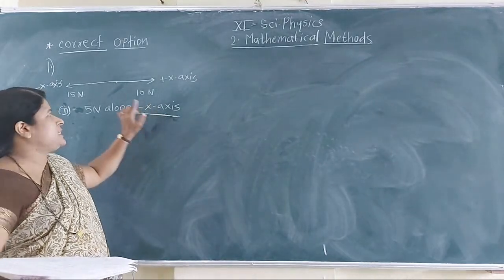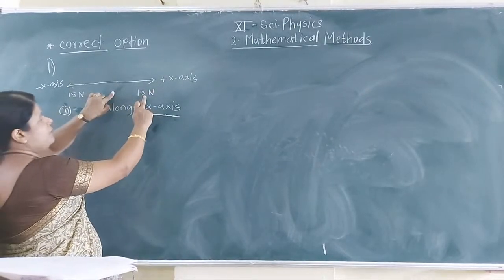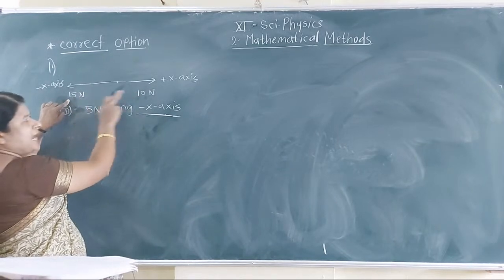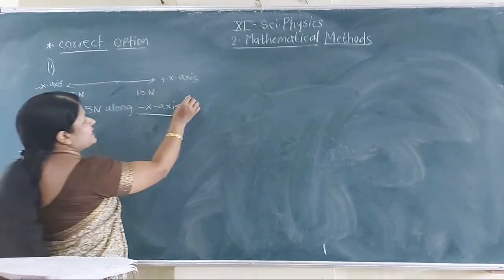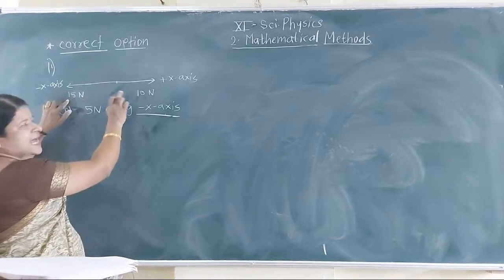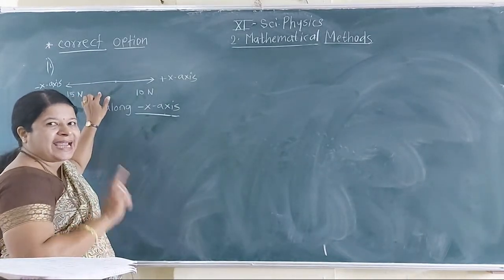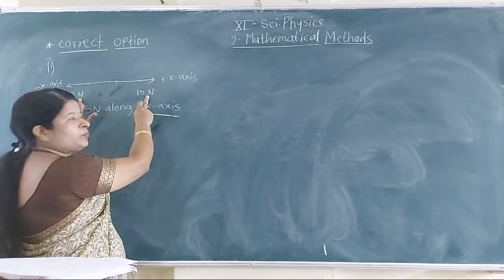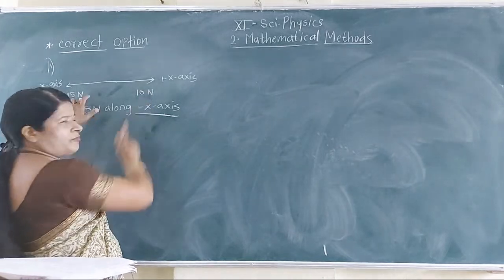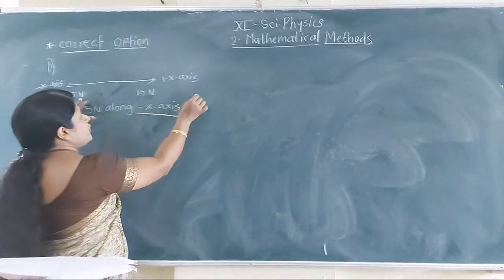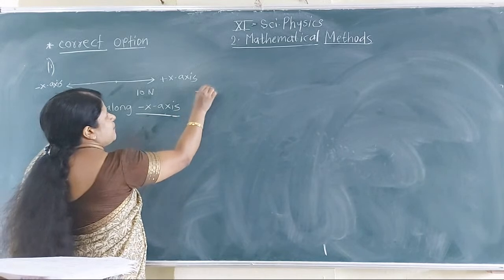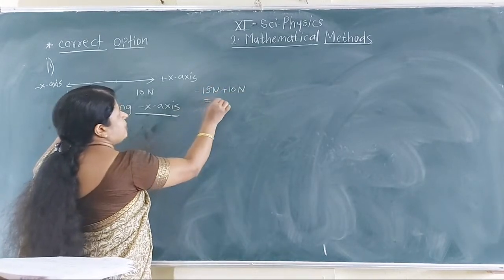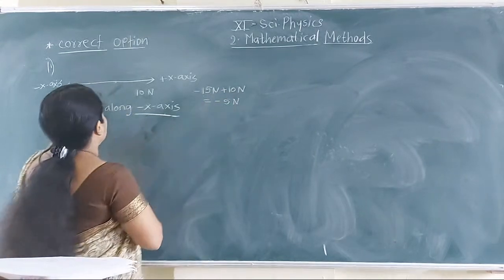Negative x-axis. Here is 10 Newton and here is 15 Newton. These two forces are opposite to each other. So that resultant, when two forces are opposite, we call it anti-parallel forces, and these are the same type of vectors. Therefore, we can add it as minus 15 Newton plus 10 Newton. We get minus 5 Newton.